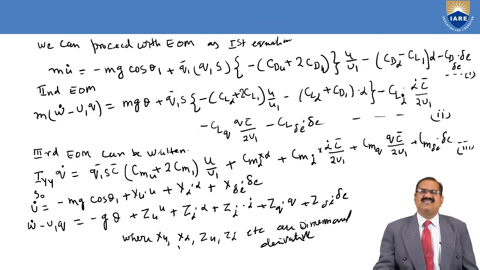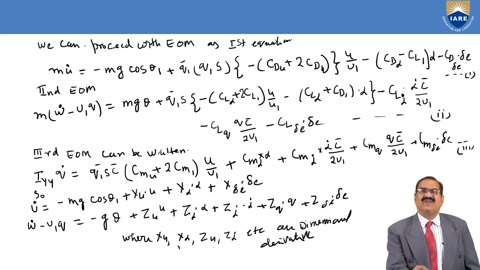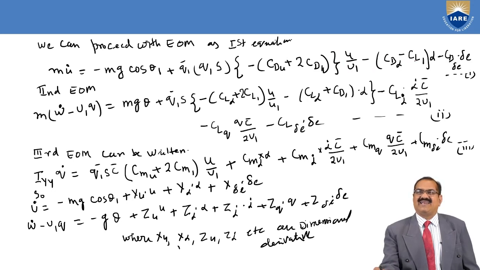Now we can see these are the equations of motion in perturbed form, and we can proceed with the equation of motion as first equation. We know that it is the x direction equation, and this is m u dot is equal to minus m g cos theta 1 plus Q1 bar S times minus CDu plus 2 CD1 u by u1 minus CD alpha minus CL1 alpha minus CD delta E into delta T. This is equation number 1, which is the perturbed equation for x direction.